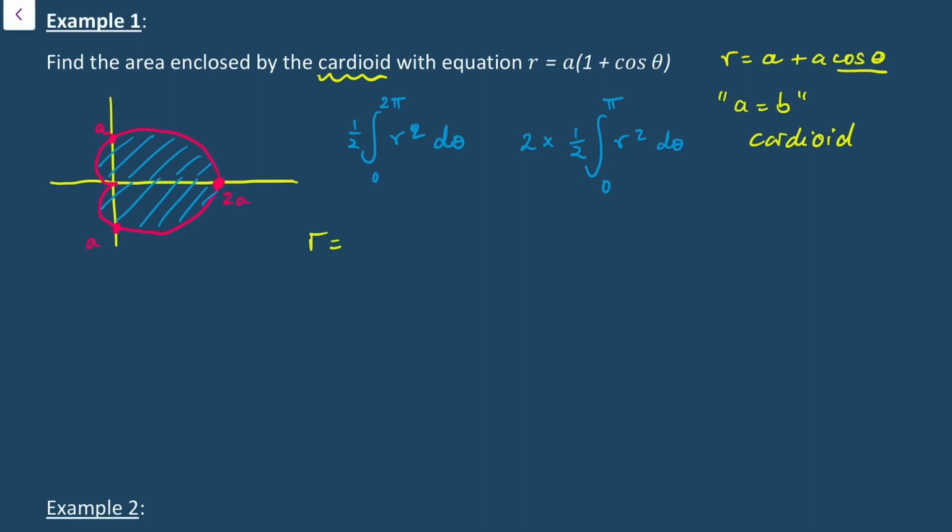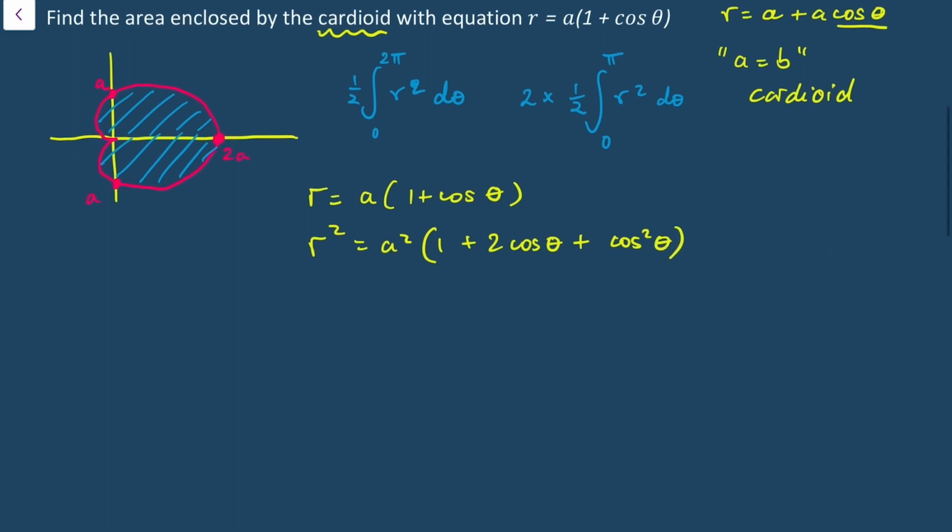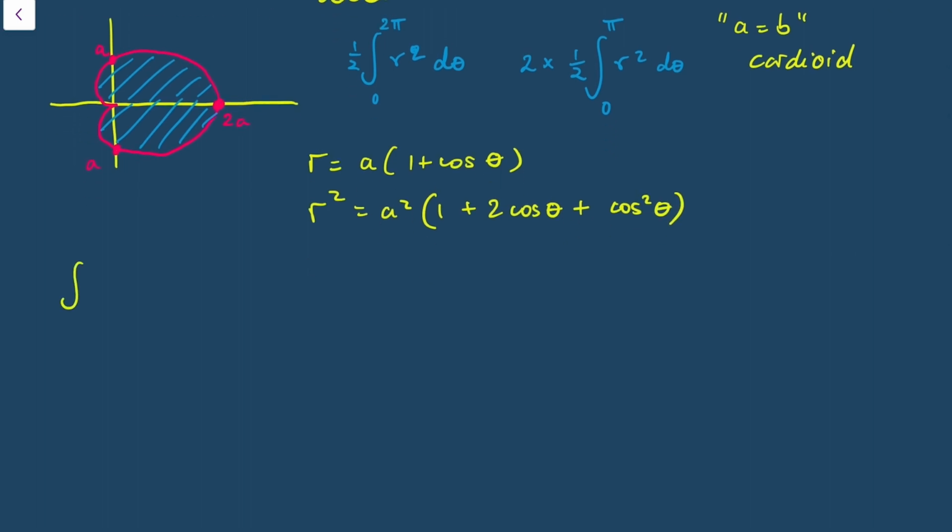So r is equal to a times 1 plus cos theta, which means r squared is going to be a squared times 1 plus cos theta all squared, which gives me 1 plus 2 cos theta plus cos squared theta. Okay, so I'm just going to integrate between 0 and 2 pi. So it's a half times a squared, which I'm going to take out to the front because it's a constant. And I then am integrating 1 plus 2 cos theta plus cos squared theta with respect to theta.